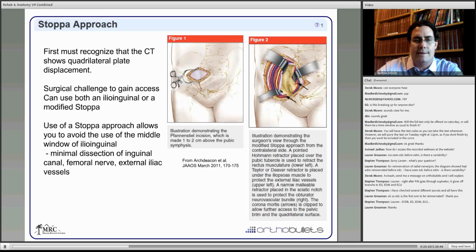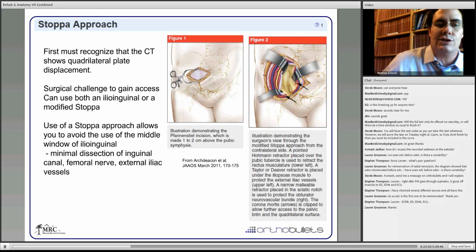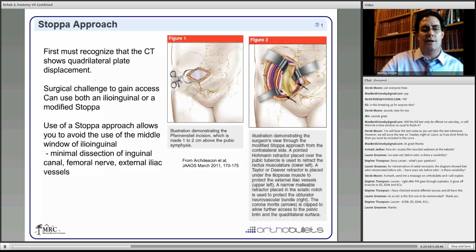It can be a very surgical challenge to gain access, and so you can use either an ilioinguinal approach, which we talked about before, where you work between the medial and lateral windows, going back and forth to gain access to the quadrilateral plate. Alternatively, you can use a modified Stoppa approach, which allows you to avoid the use of that middle window, and essentially that involves minimal dissection of your inguinal canal, your femoral nerve, and your external iliac vessels.